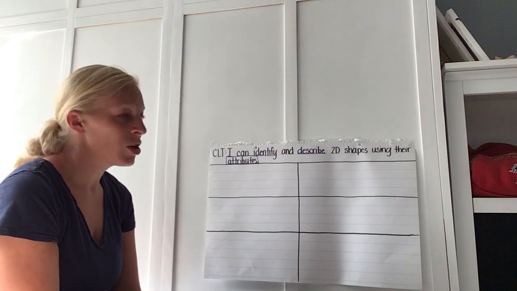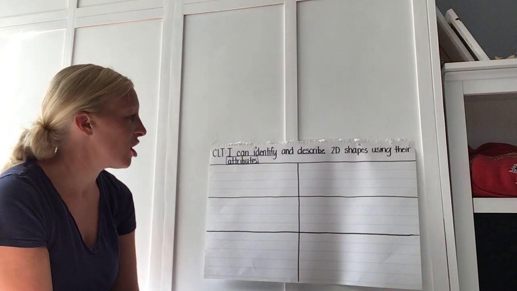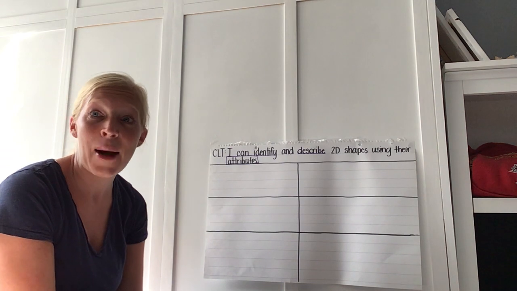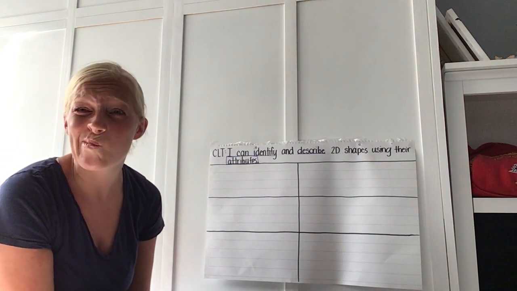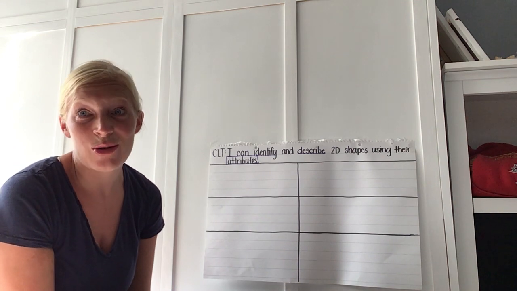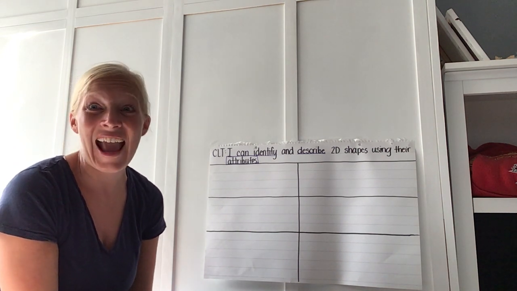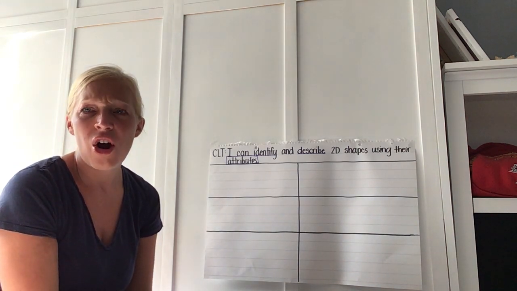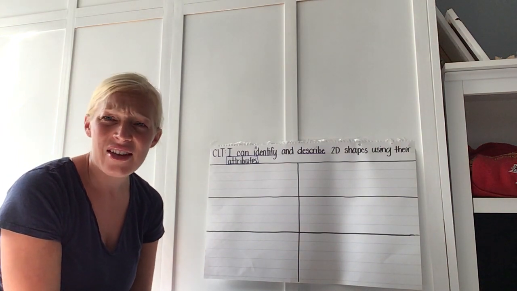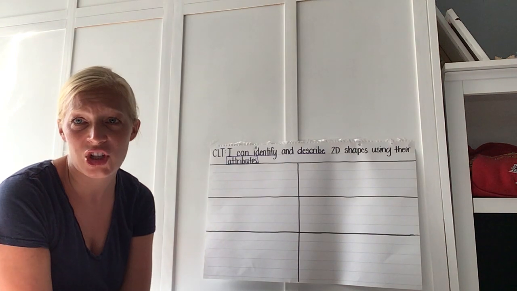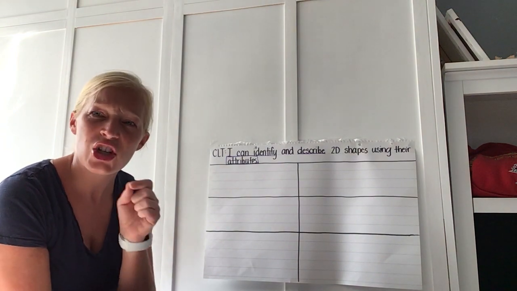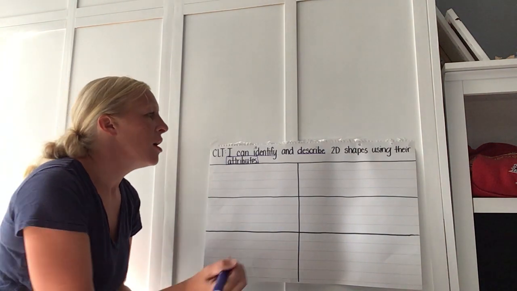Attributes. Attributes are words that describe shapes, and they include things like how many sides do they have? How many vertices do they have? How many angles do they have? Are their sides the same length? These are all things we're going to be considering, and those are all attributes of the shapes, things that make them the shape that they are.